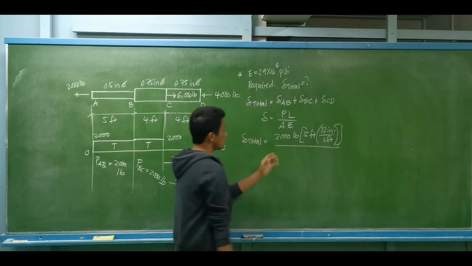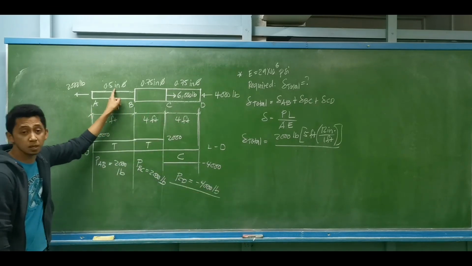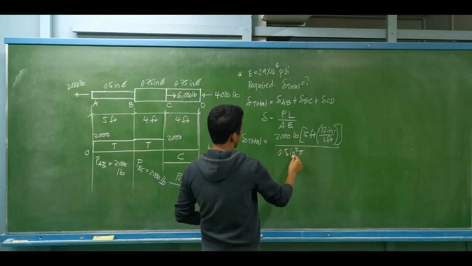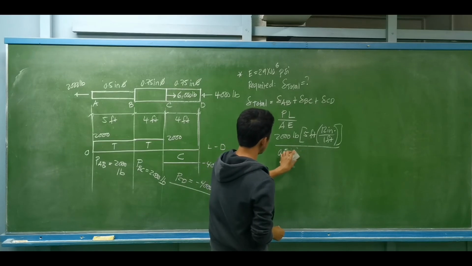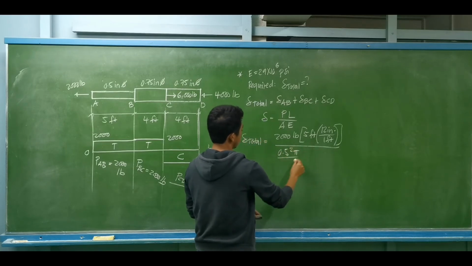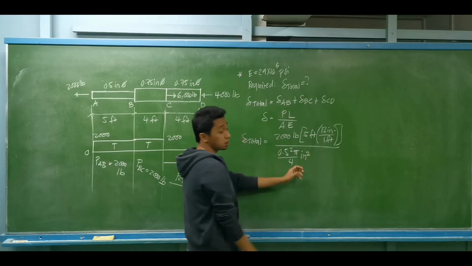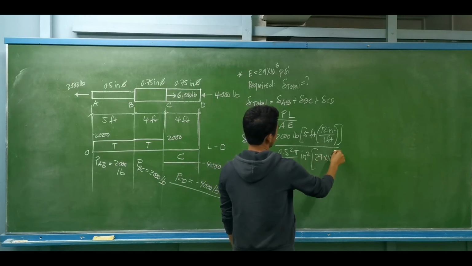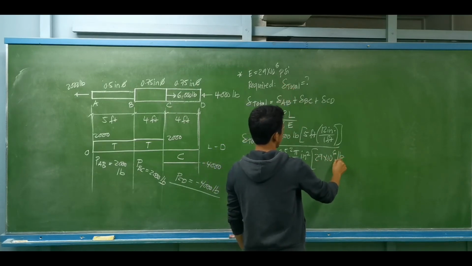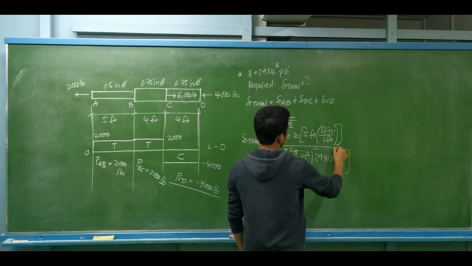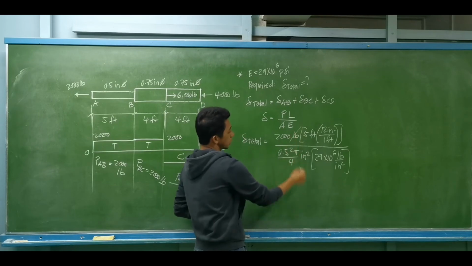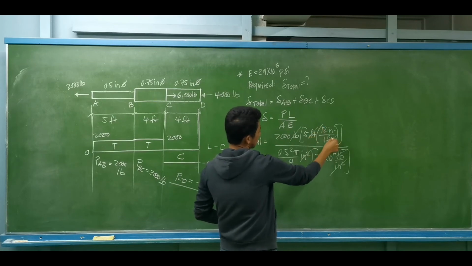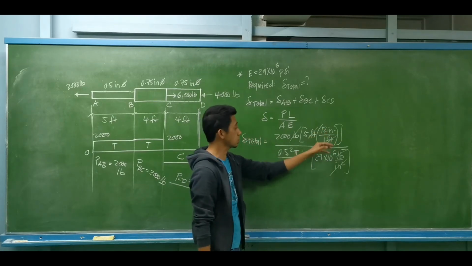This is divided by the cross-sectional area of segment AB. We have a diameter of 0.5 inch, so the area is 0.5 inch squared times pi, divided by 4. This will give us a unit of square inches. Multiplied by the modulus of elasticity, which is 29 times 10 raised to 6 pounds per square inch. If we do unit analysis, we cancel the pounds, then the square inches and the feet. The remaining unit will be inches.